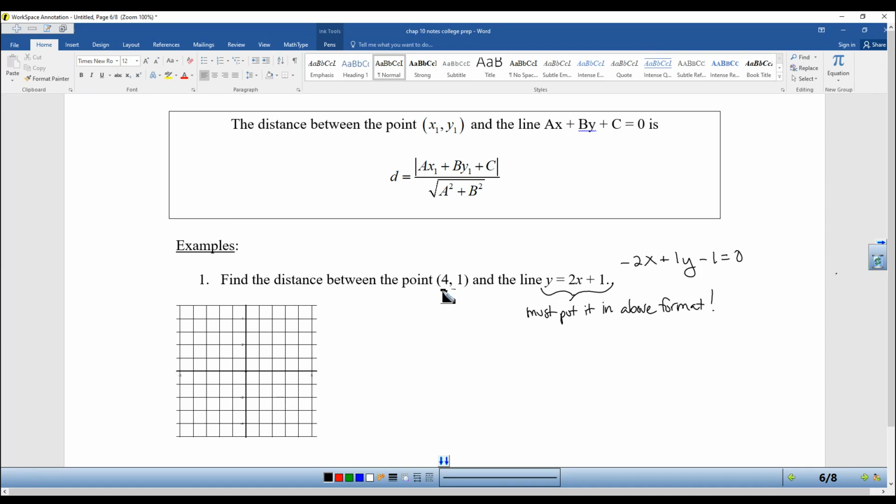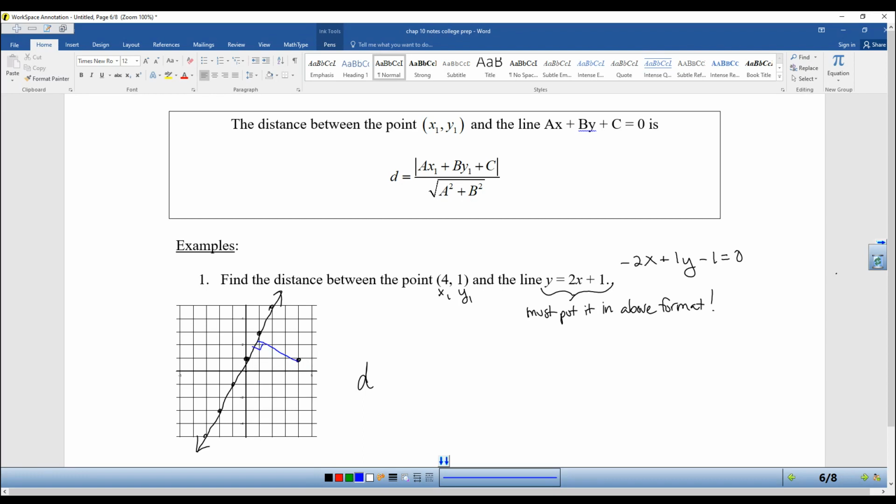And then this is my point, which they're calling x1, y1. So let's go ahead and actually just draw that real quick. So the distance is between the line and the point 1, 2, 3, 4, 1. So distance always means the shortest possible distance, which means that it would be perpendicular.